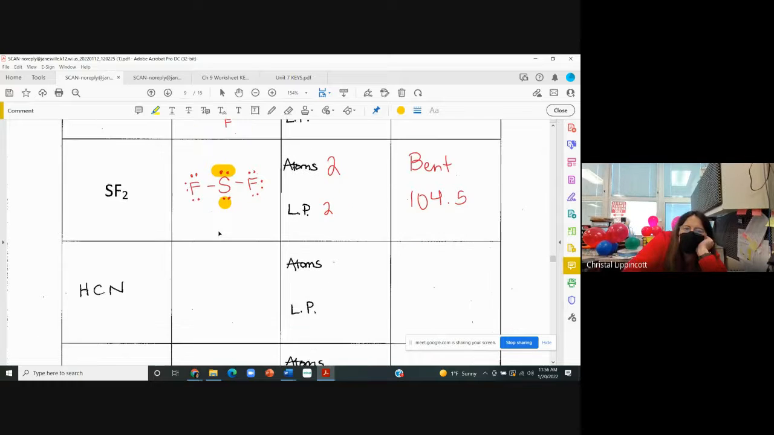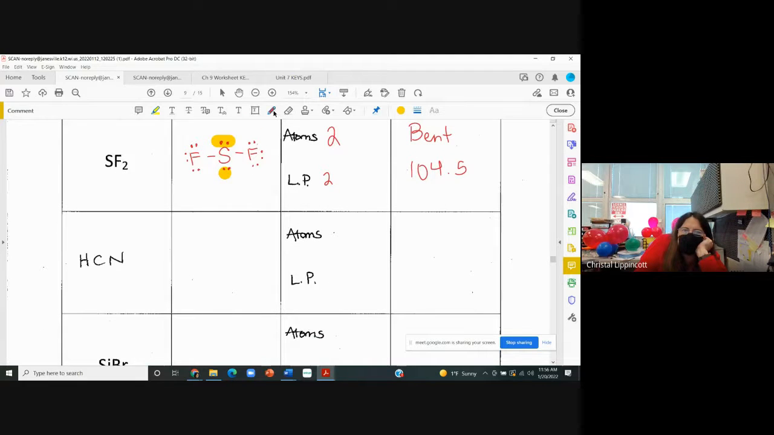All right, let's look at the next one. Let me draw that in for you. So this one, you're going to have your hydrogen. You're going to have your carbon. And it's going to be triple bonded to this nitrogen. Okay?